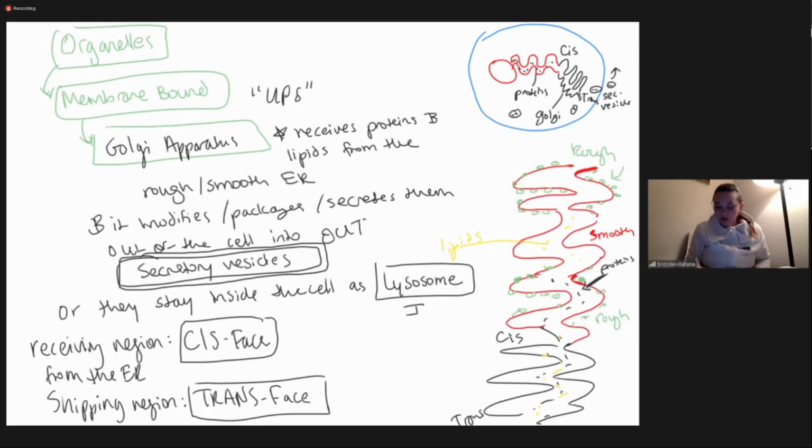Lysosome if it stays in. All right, so what's our next membrane-bound organelle? So that was membrane-bound organelle number 2. So going back over here.